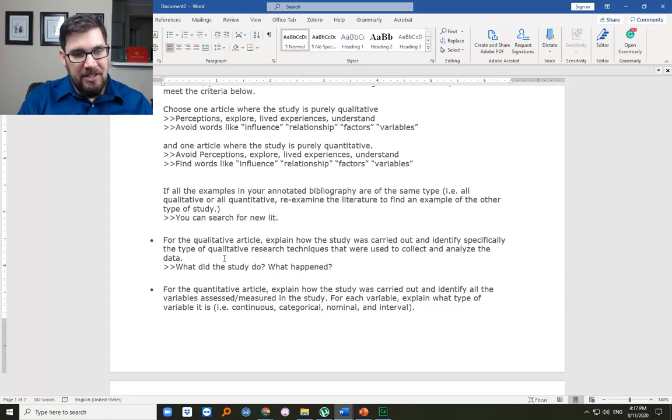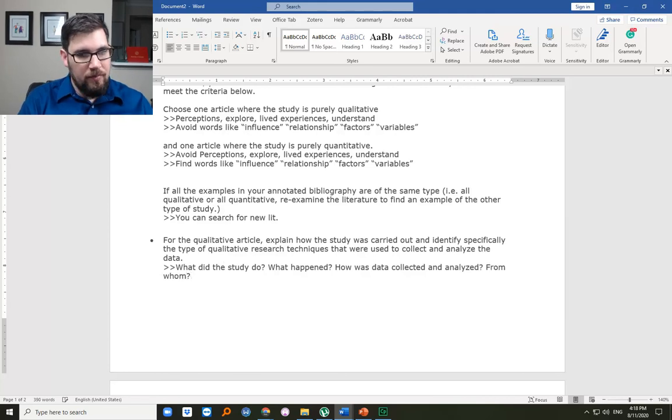How the article was carried out, that's what did the study do, what happened, how was data collected and analyzed, from whom. And that really gets into this next part. Identify the type of qualitative research that were used to collect and analyze the data.